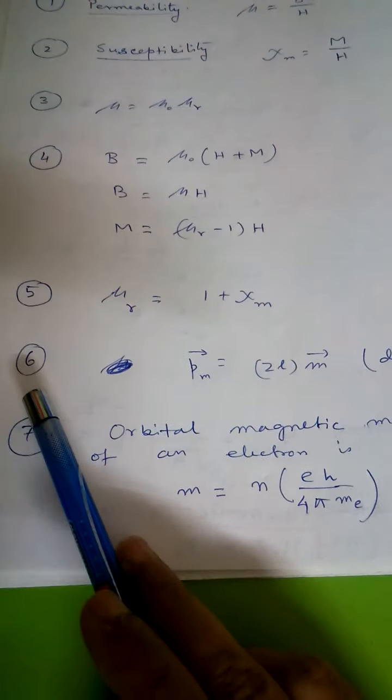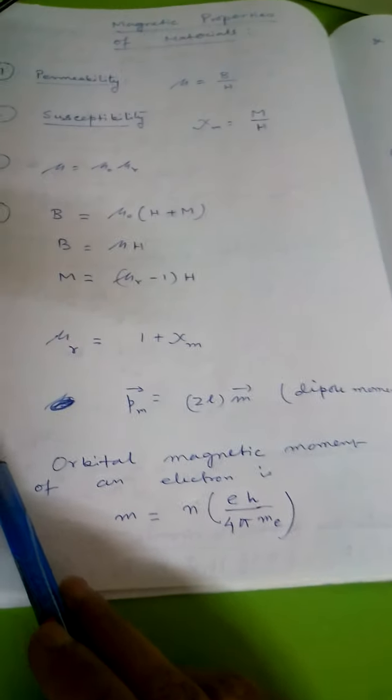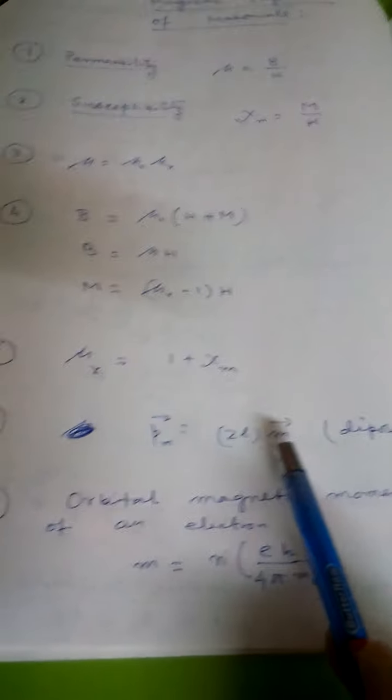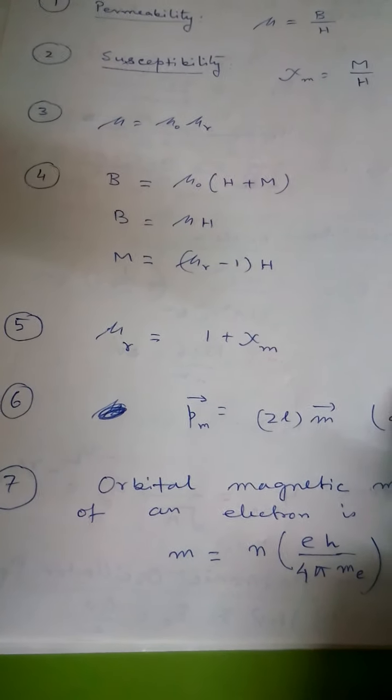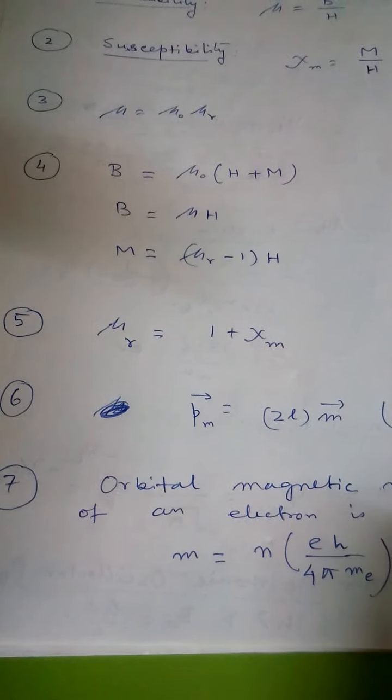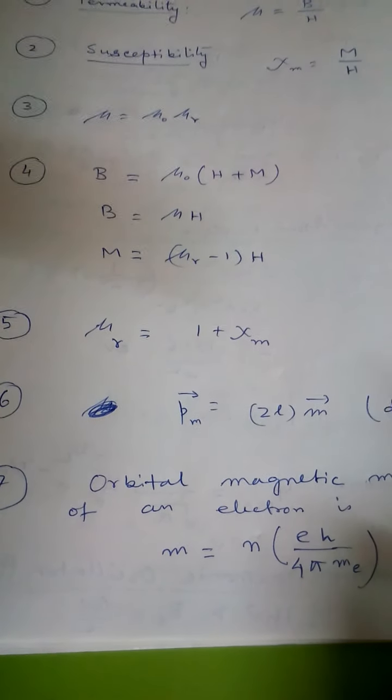Point number 6. Dipole moment, pm equals m vector, from negative to positive direction. Okay, negative pole to positive one.